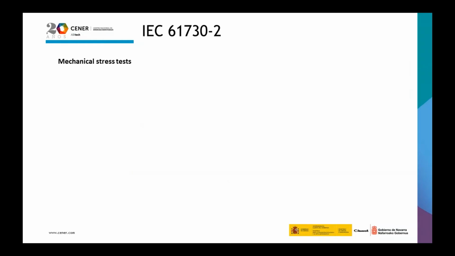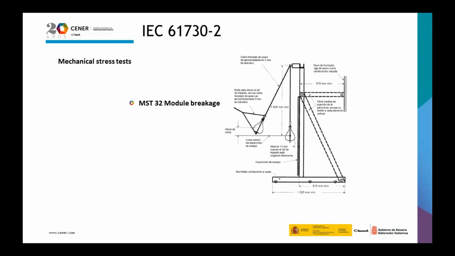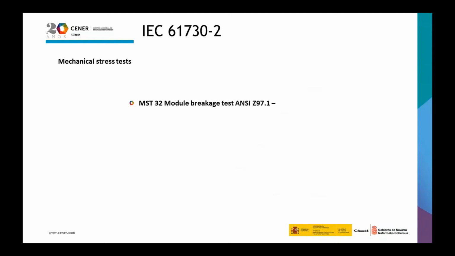The mechanical stress tests are thought to minimize potential injury due to mechanical failure. The first one is the module breakage test. The purpose of this test is to provide confidence that risk of physical injuries can be minimized if the module is accidentally broken. Here we can see the test fixture and the impactor used for impacting the module.